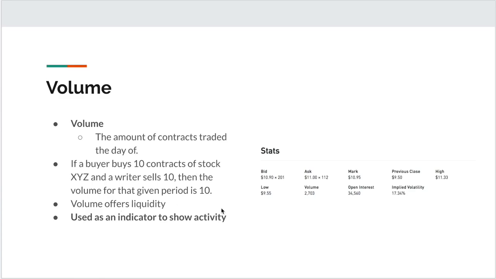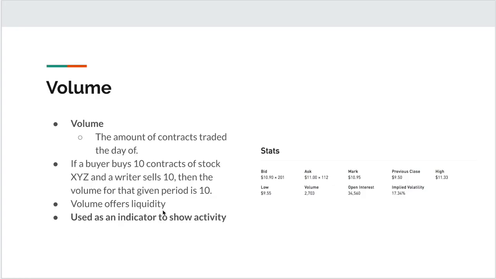Volume also offers liquidity. So just like bid and ask, volume offers liquidity, and they go hand in hand with one another, because the higher the volume, the more likely the bid and the ask are going to be closer to one another, because there are more people in agreement with the price.